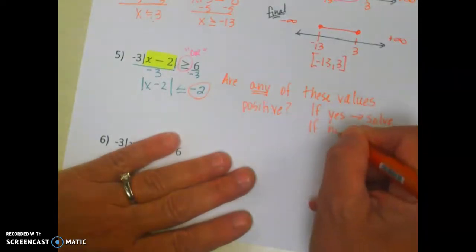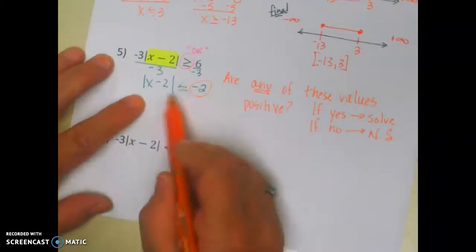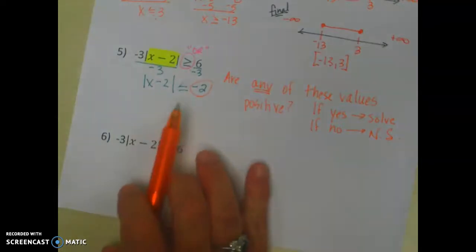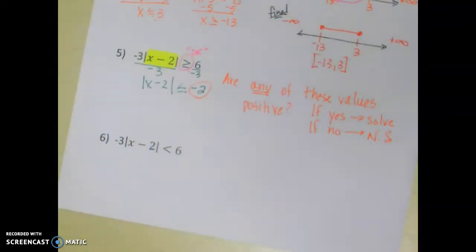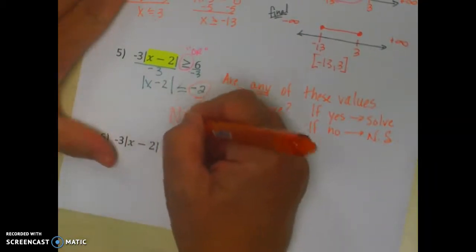If no, then it's no solution. Okay. Now, the equation, and you'll notice now why it was so important that I have the sign go in the right direction, because now I have the absolute value is less than negative 2. Are there any values less than negative 2 that could be positive? And the answer is no. Everything less than negative 2 is all negative. So this one's going to be no solution.